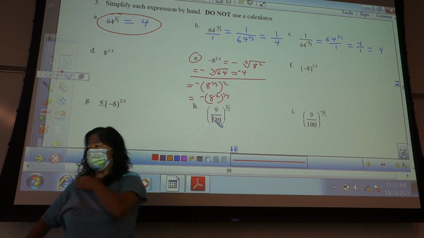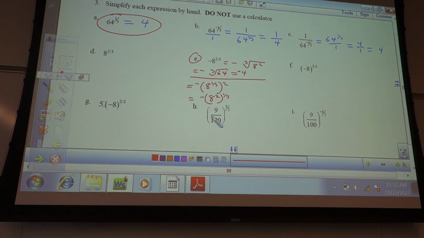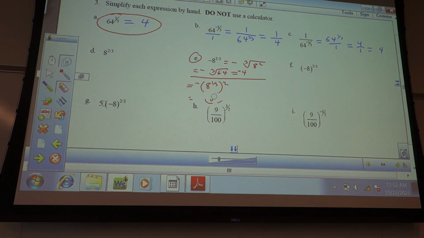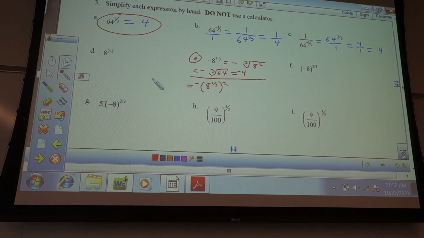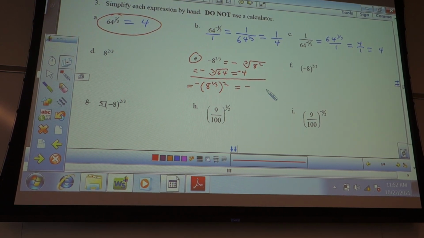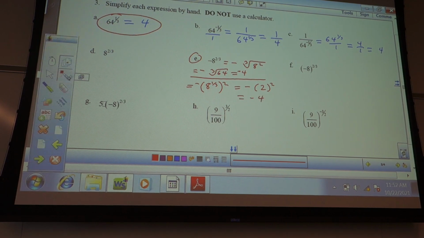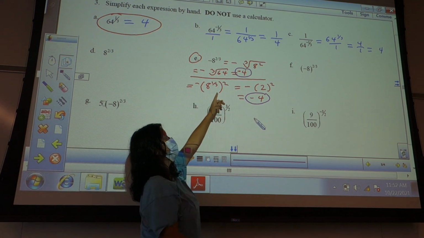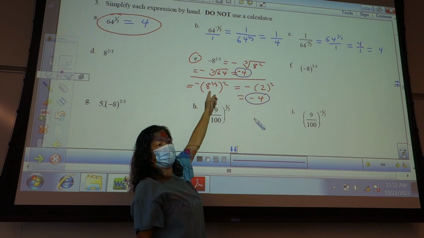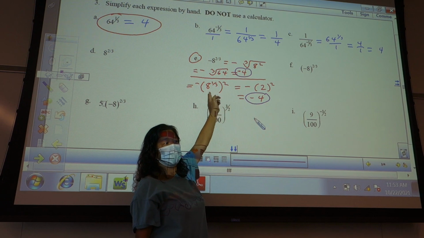So this one might be easier this time. So we'll do that one. Negative 2 squared. What's 2 squared? 4. Yep. So those are 2 different ways of getting to negative 4. You can either switch it into a radical, if you're more comfortable with radicals, or you can switch it into the fraction to a power to a power.